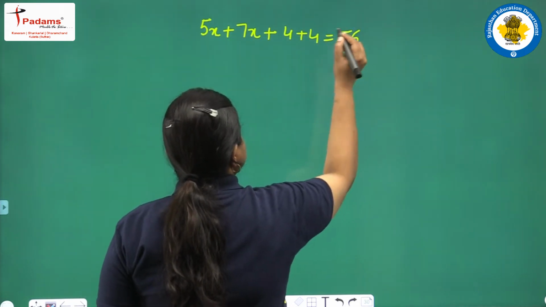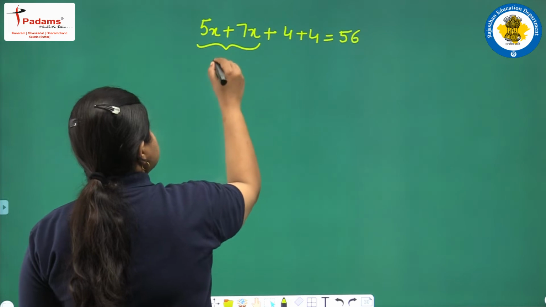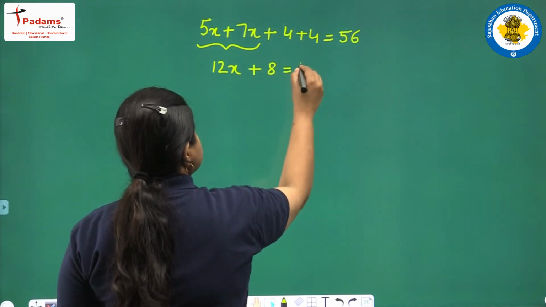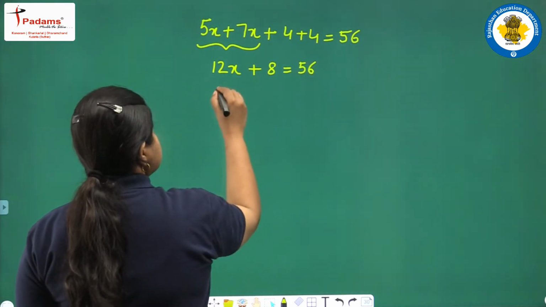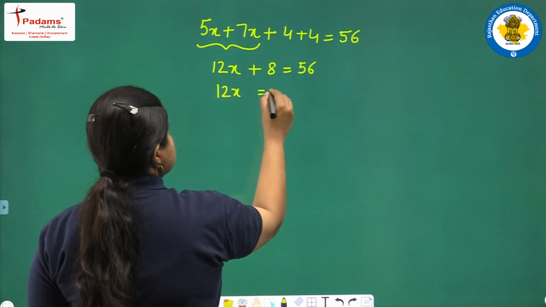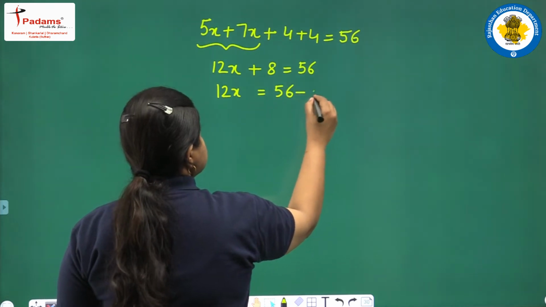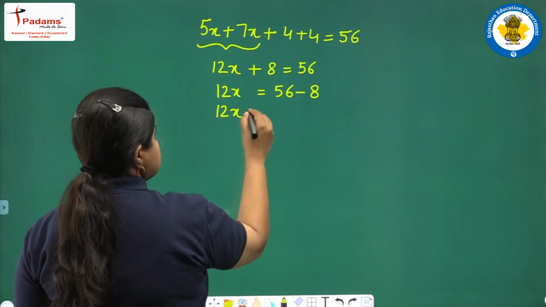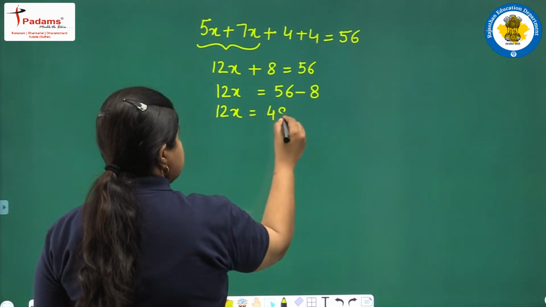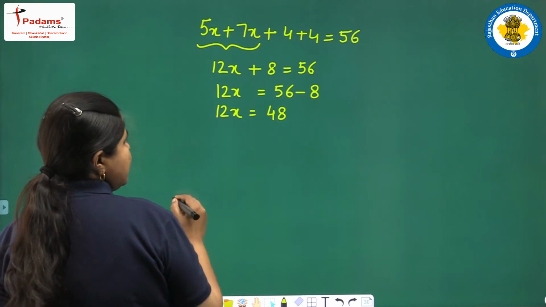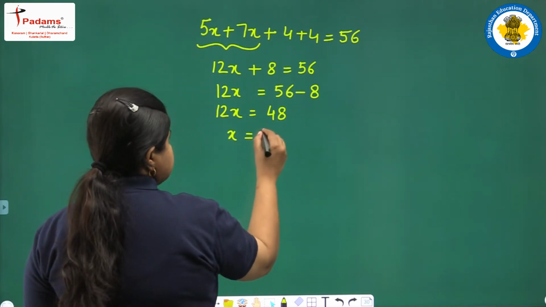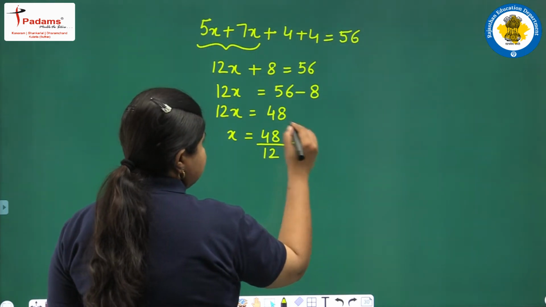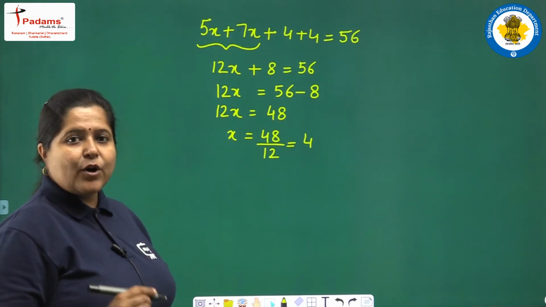equal to 56. This both will give us 12x plus 4 plus 4 is 8 equal to 56. This gives us 12x equal to 56 minus 8. 8 sent to the RHS. This gives us 12x equal to 48 on subtracting 8 from 56. Then x equal to 48 upon 12 which is equal to 4. So this is the value of x.